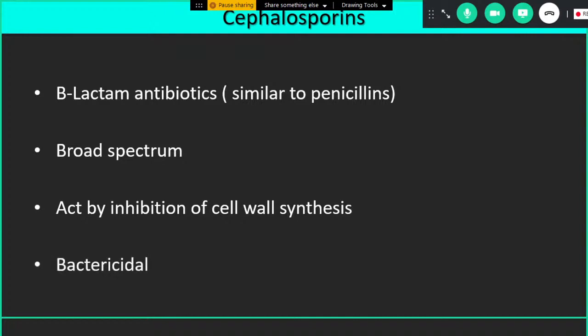So basically they are bactericidal. They require a large time to act. It's not very important that they have a very high concentration in and around the bacteria, but they require a large time effect. So they are doing time dependent killing. They are bactericidal, they do time dependent killing, they inhibit cell wall synthesis, and therefore they are broad spectrum, very similar to penicillins.